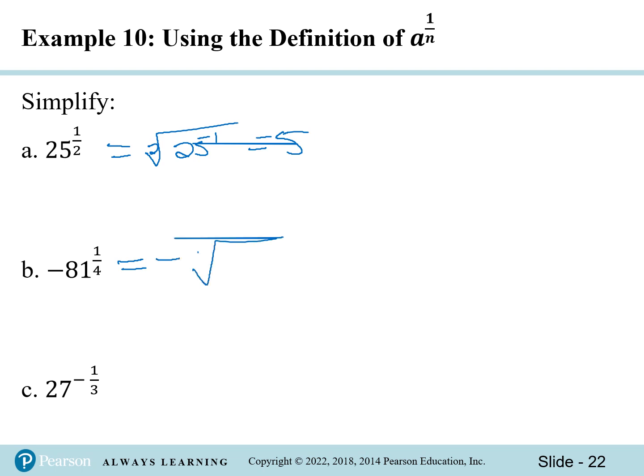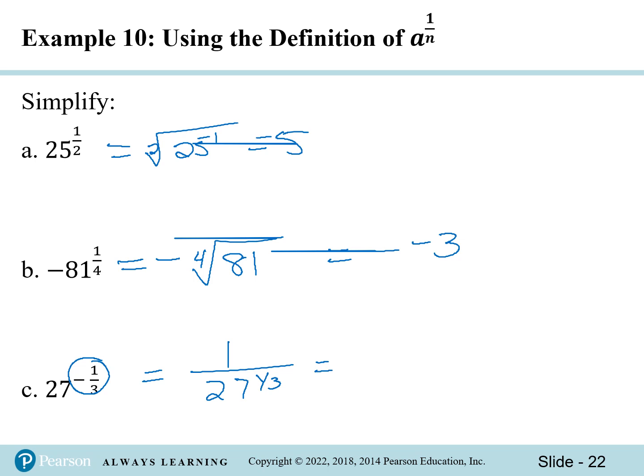Negative 4th root of 81 to the 1st power. 4th root of 81 is 3, so your final answer is -3. This time we have a negative exponent, so we're going to put that in the denominator. And then take the cube root of 27 to the 1st power. Final answer is going to be 1/3.